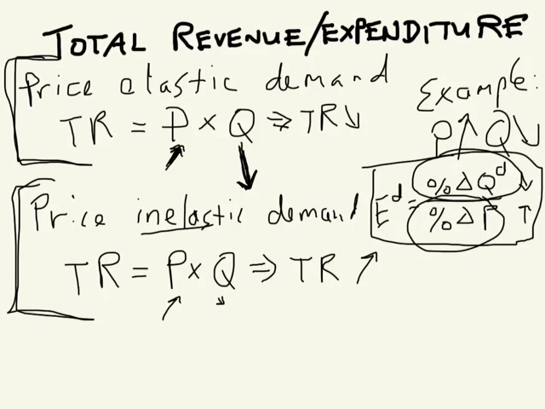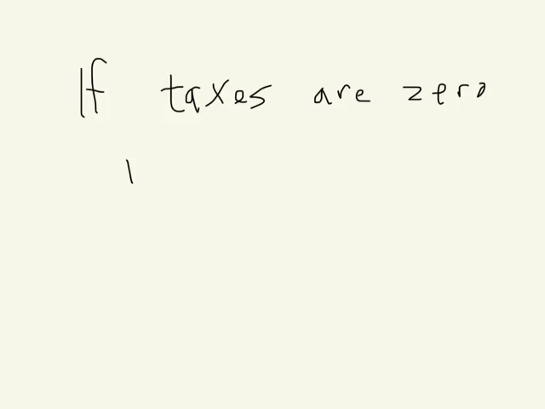I guess I should make one more point, I guess I'll make this on a new page. Anyway, if taxes are 0, then total revenue is the exact same as total expenditure.